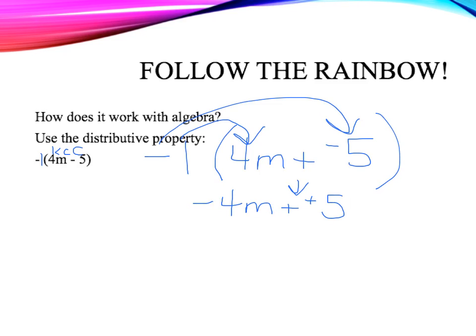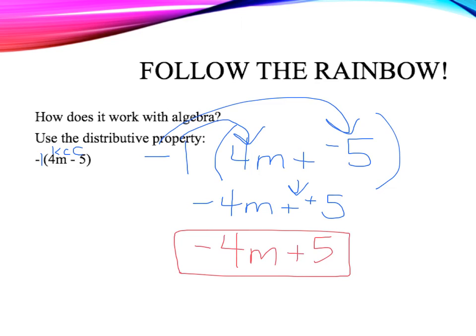Do I have to have this positive here? Absolutely not. So I could actually rewrite that as negative 4m plus 5. And I'm going to go ahead and box it in because I noticed that I have an m and then just a constant. And I cannot combine those because they are not like terms.